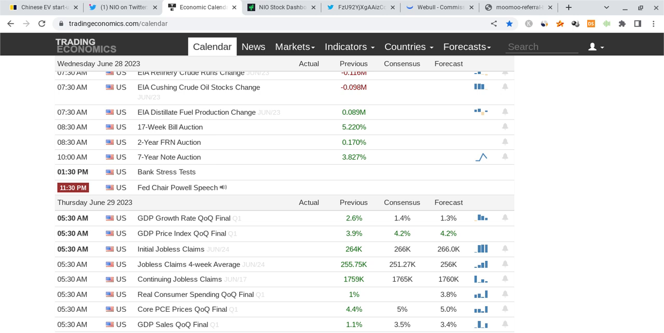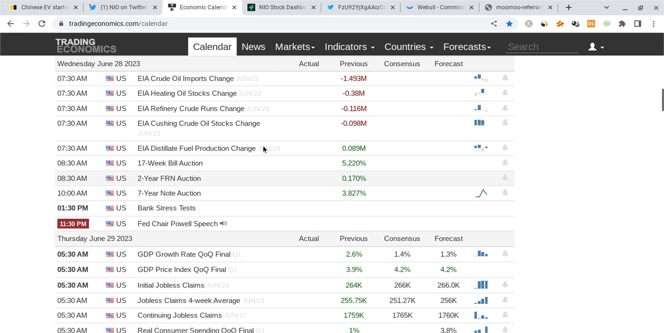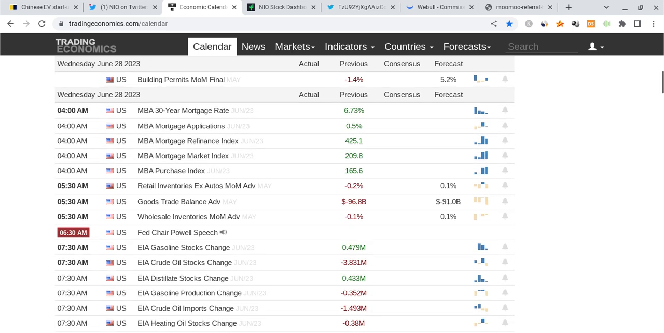The second speech he gives may affect how the market moves on Thursday in the morning especially. So we have to be very careful. Powell does have a big impact on the markets, and what he says will affect how they move.